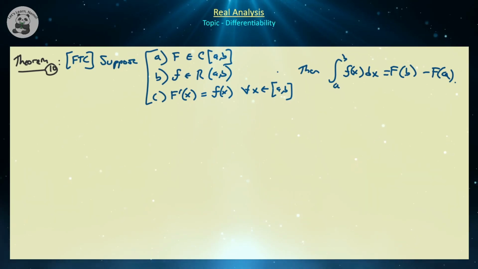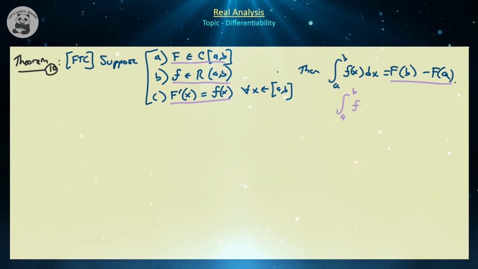The next theorem combines the worlds of differentiability and Riemann integrability, and some people will refer to this as the fundamental theorem of calculus. So what we're going to do is assume three things. Let's assume that capital F is a continuous function on closed interval ab. Let's assume that little f is Riemann integrable on open interval ab. And let's assume that the derivative of capital F is equal to little f for all x in the closed interval ab. Then the Riemann integral from a to b of f, which some people will simply write as integral ab of f, is actually equal to the difference in the boundary values of capital F, in particular F of b minus F of a.